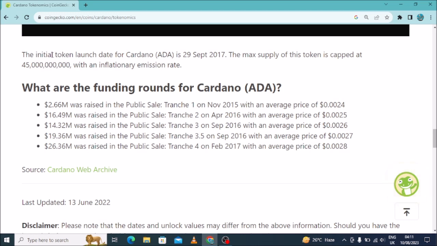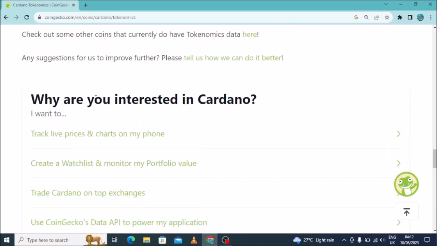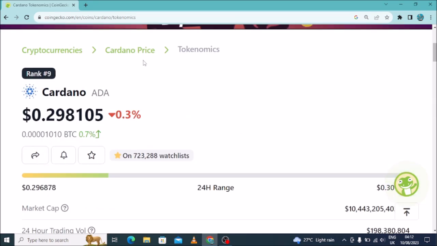It will show you the initial coin launch date for Cardano, which is 29 September 2017. It will show you the maximum supply of this token. The inflationary emission rate, they will also show you, and everything that you would like to see also. So if you are interested in any other thing, you can still track and see everything in this tokenomics feature on CoinGecko. So you can come and use any other coin of your interest if you want to see their tokenomics. Hope you have understood me, guys.